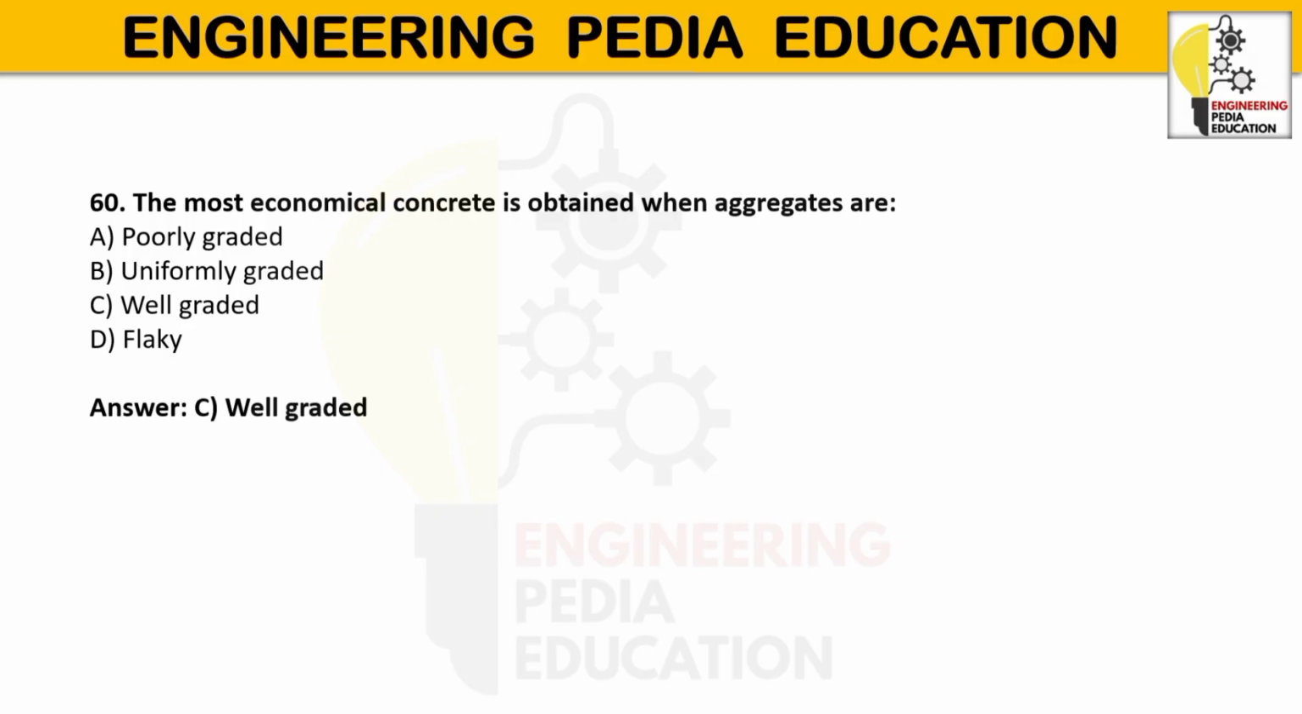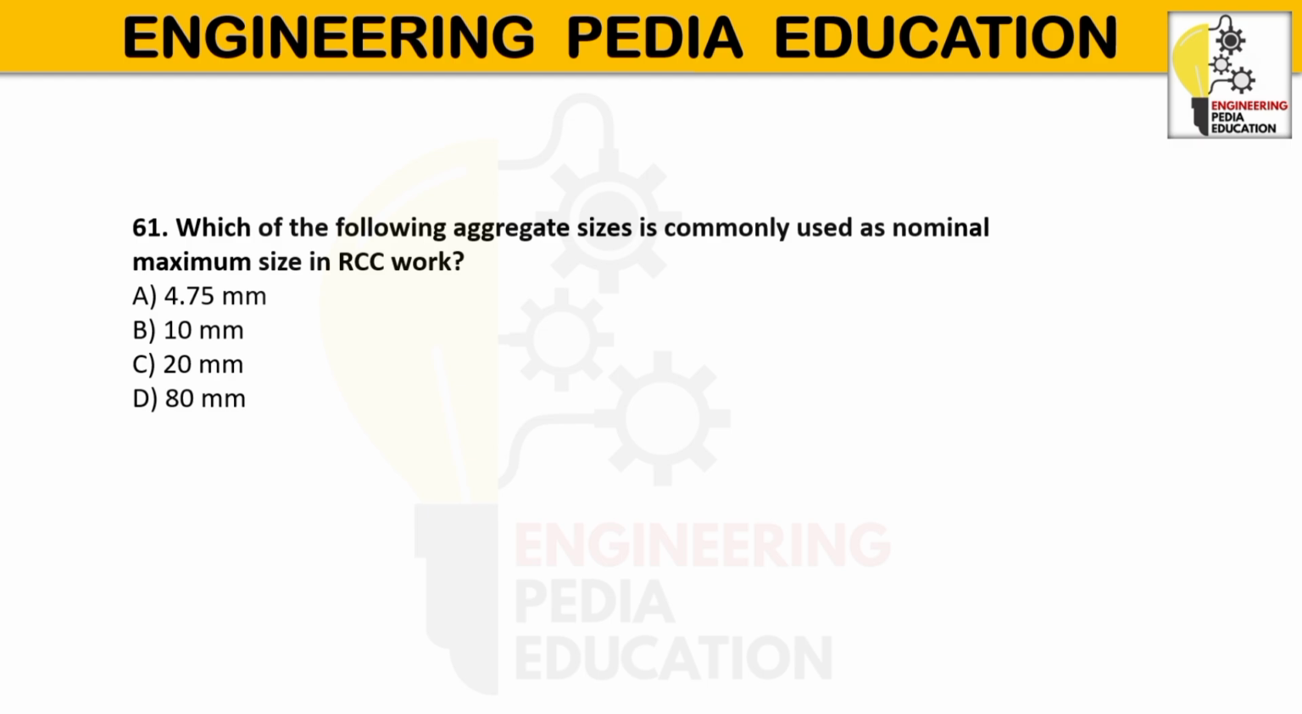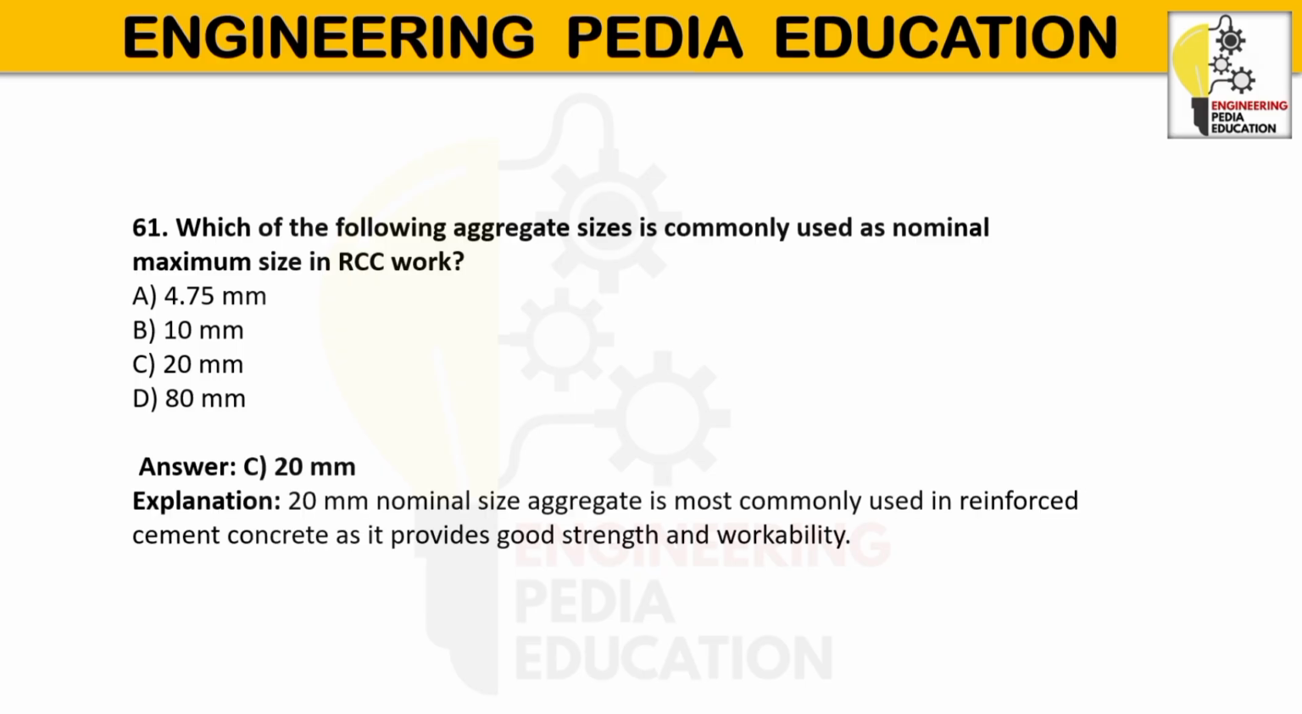Which of the following aggregate sizes is commonly used as nominal maximum size in RCC work? 4.75 mm, 10 mm, 20 mm, 80 mm. So the correct option is 20 mm. 20 mm nominal size aggregate is most commonly used in reinforced cement concrete as it provides good strength and workability. So the correct option is option C, 20 mm, as it is readily available and mostly used, so it is commonly used in RCC work.